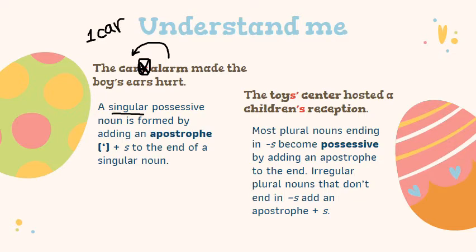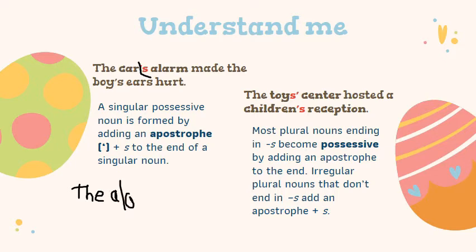When I'm talking about something that belongs to something else, the alarm belongs to the car, this means that I have to use something called a possessive noun. Now, it doesn't make any sense to say the car alarm. So what do I use? I use apostrophe s. The car's alarm means the alarm that belongs to the car.